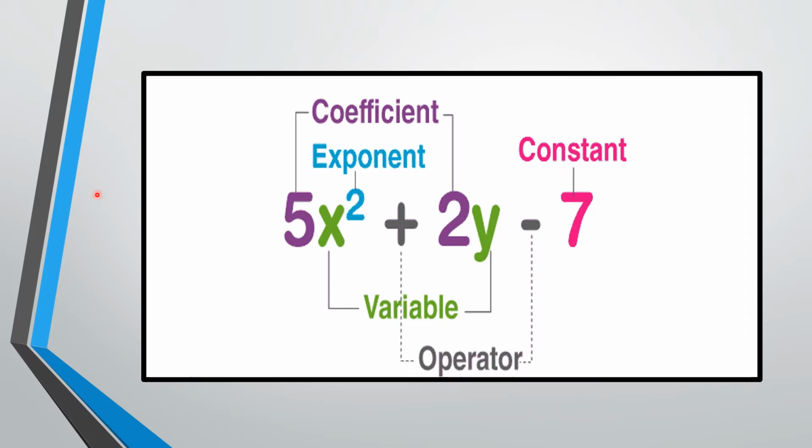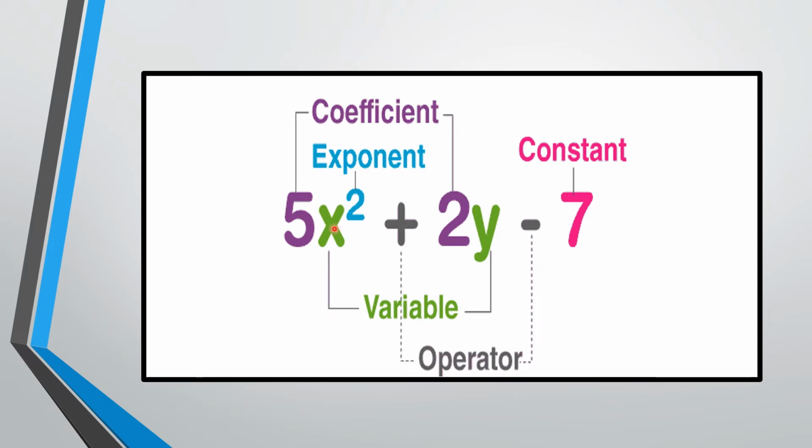Let us see this algebraic expression here. 5x square plus 2y minus 7. So what are all the terms we have just now learned? Let us try to find those things in this algebraic expression. We have learned that a polynomial is something which contains many terms. What are all the terms here? 5x square is one term. 2y is another term. And the other one is minus 7. All these, 5x square, 2y and 7, are separated by plus and minus.